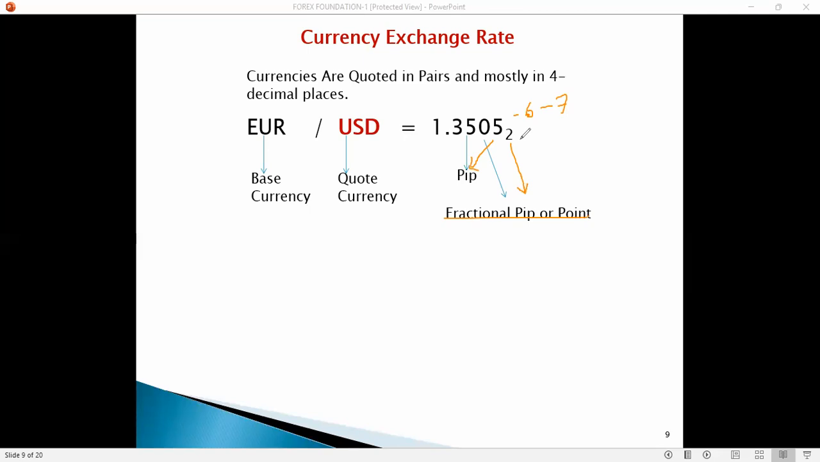That is the milliseconds. So this one right here, fractional pip, is more or less like a millisecond. So this one moves faster. These two right here, it actually starts from 0. It moves faster than this one. So 10 of this one makes 1 of this. All right, 10 of this fractional pip or point makes 1 pip.